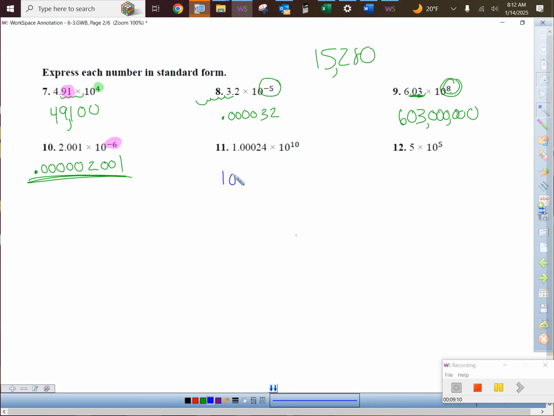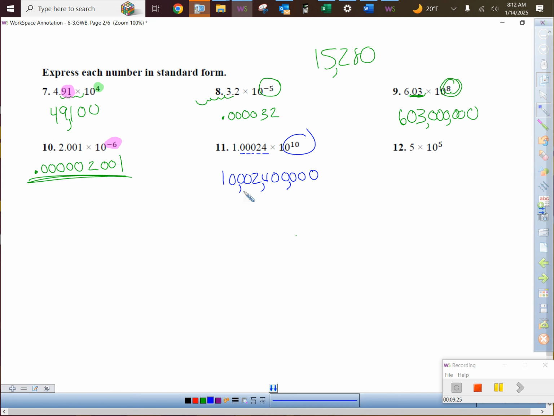1, 0, 0, 0, 2, 4. That was 1, 2, 3, 4, 5 spots. I need 10 spots to the right, so I need 5 more zeros. 1, 2, 3, 4, 5. Then go back every 3 spaces and put yourself some commas. And now, if you're kind of trained with numbers, I can look at that pretty easy and go, okay, that's like 10 trillion something or other. You know, you got millions and billions and trillions. The commas made that pretty easy for me to see I was in the trillions category.